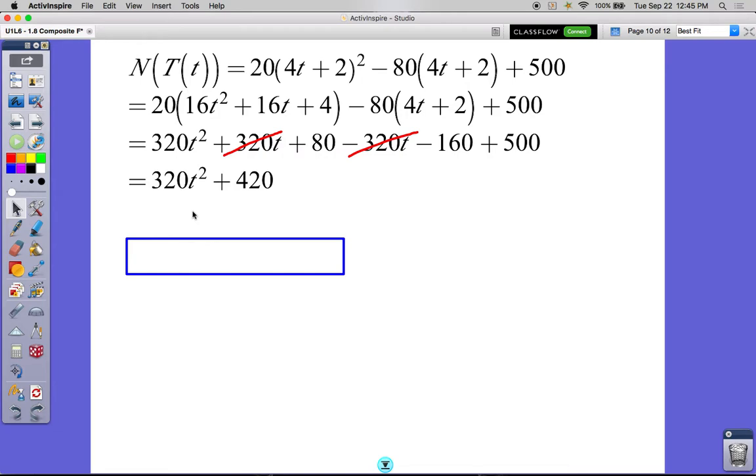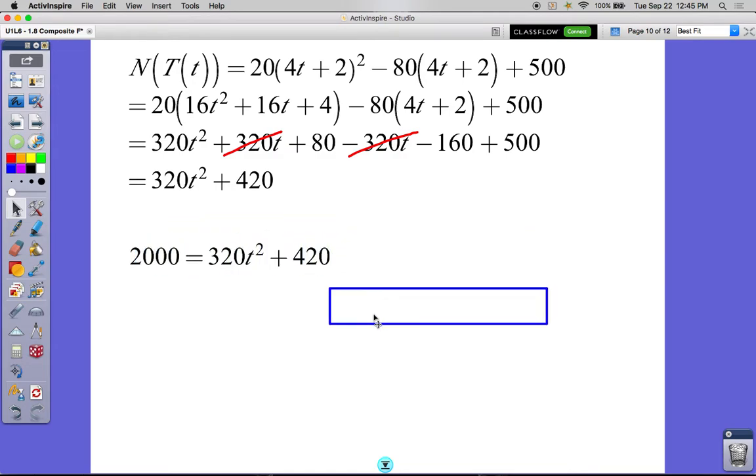Now remember, the hours in which the food sat out is up to 3 hours according to our restrictions. So then the second part of that question was, at what time will this reach 2,000 count for the bacteria? How do we find that out? Well, remember, this is N of T. This is the number of bacteria based on the temperature of the food in respect to time. So we set the whole thing equal to 2,000.